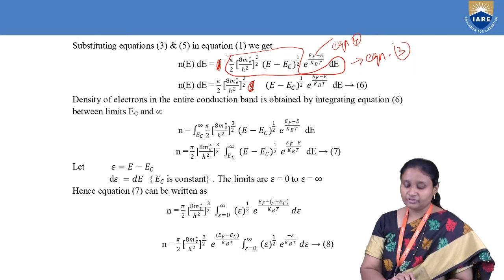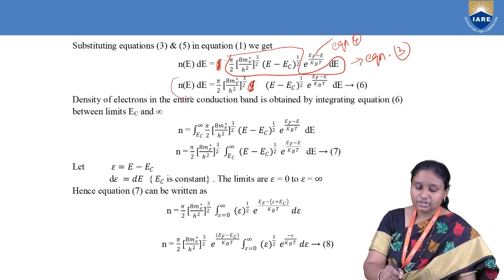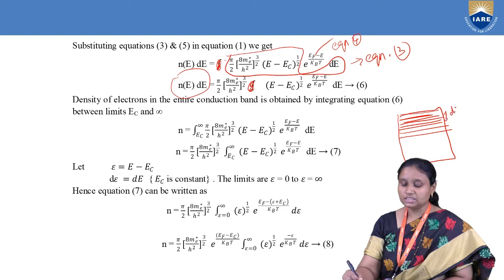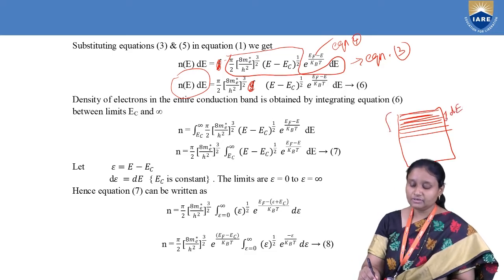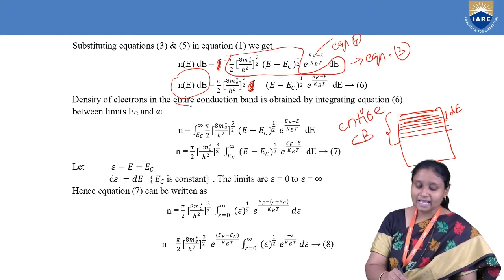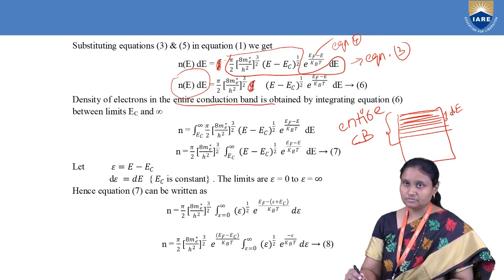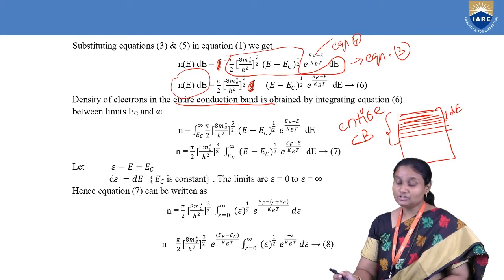If we try to simplify it, we have taken our dE outside. Now what is N(E)dE? It is the density of electrons in a small energy interval which we are considering in the conduction band. Suppose I want to find the density of electrons in the entire conduction band. Then I have to integrate this equation, which gives the density of electrons in the small energy interval dE. Now tell me what can be the limits of integration.